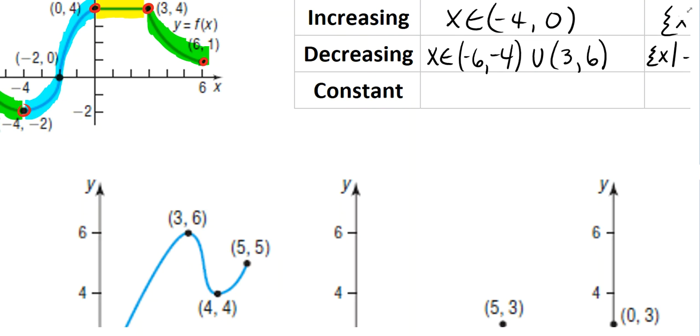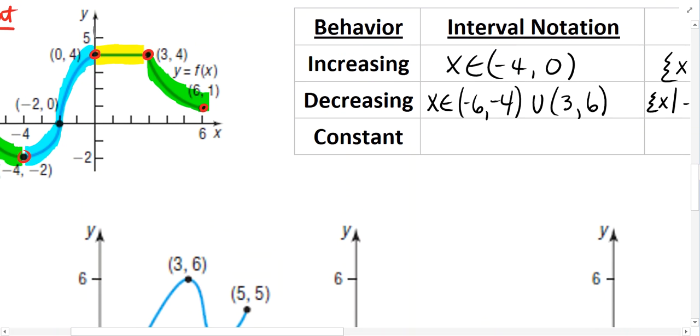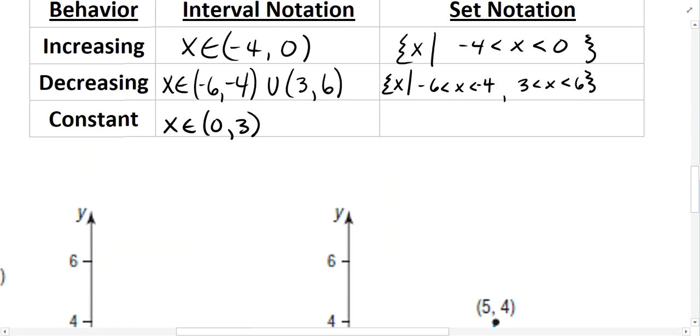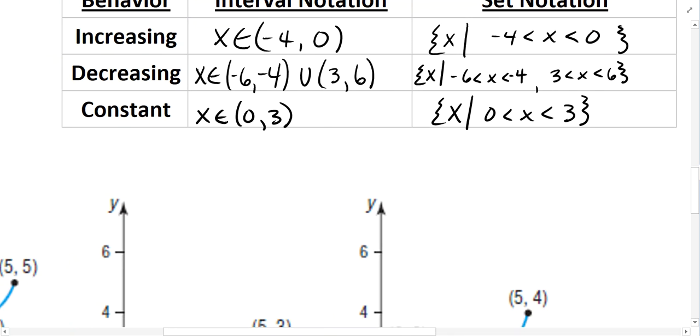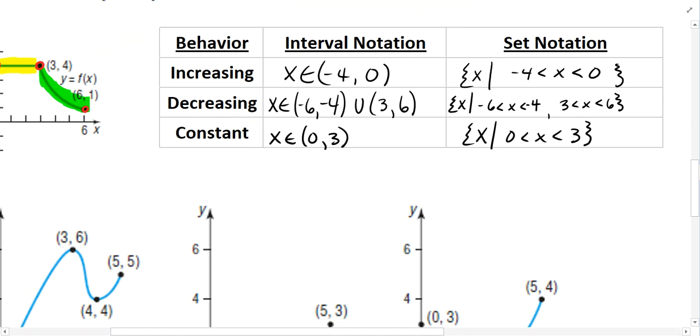Now, as far as our portion of the function remaining constant, we would say that it is constant amongst the x values that are in between 0 and 3. And with set notation, we would say that the set of all x's such that 0 is less than x, which is less than 3. And there we have it.